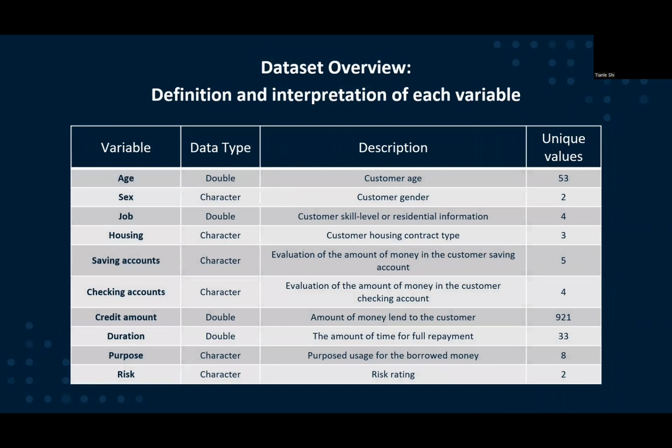This is the dataset overview, the definition and interpretation of each variable. We have 10 variables in the dataset in total, and we attribute the data types into double and character.